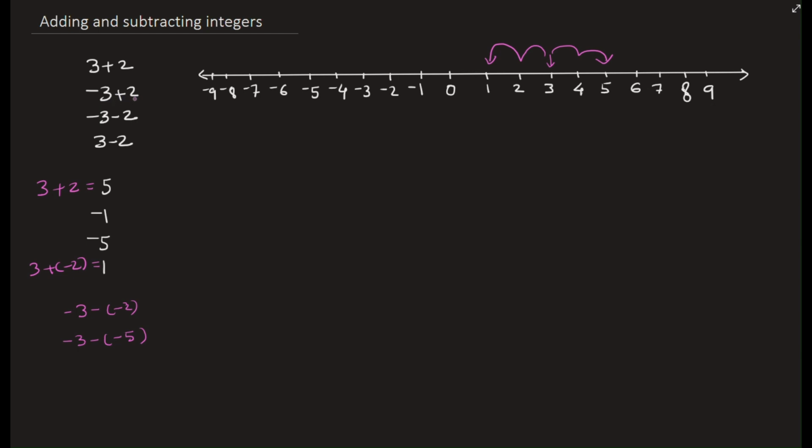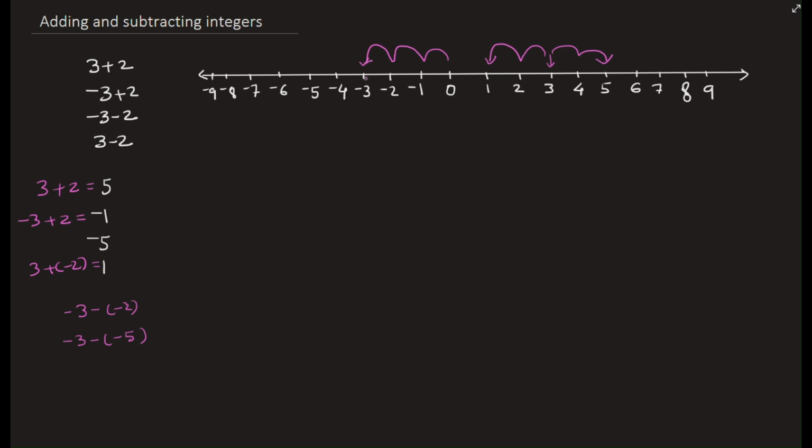Next I have negative 3 plus 2. So this is negative 3 plus 2, it equals negative 1. Let's locate negative 3 on the number line. A negative number is to the left of 0. So negative 3 is 3 units to the left of 0. 1, 2, 3. Here is negative 3.